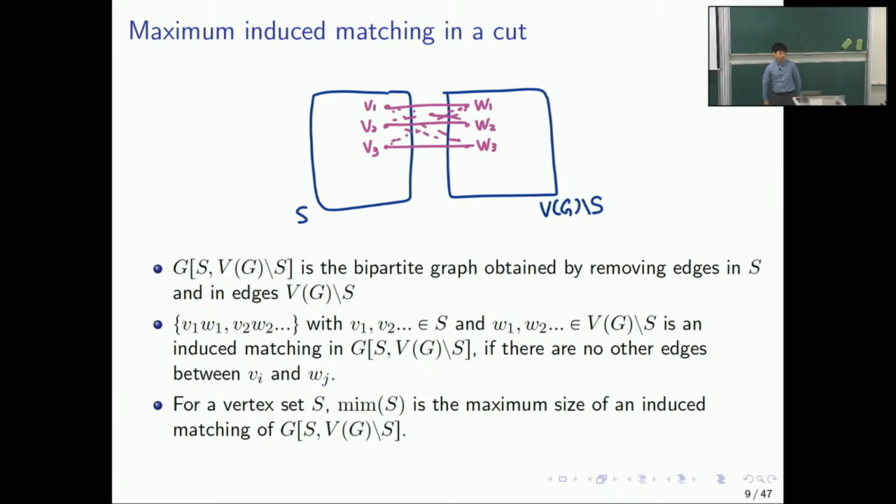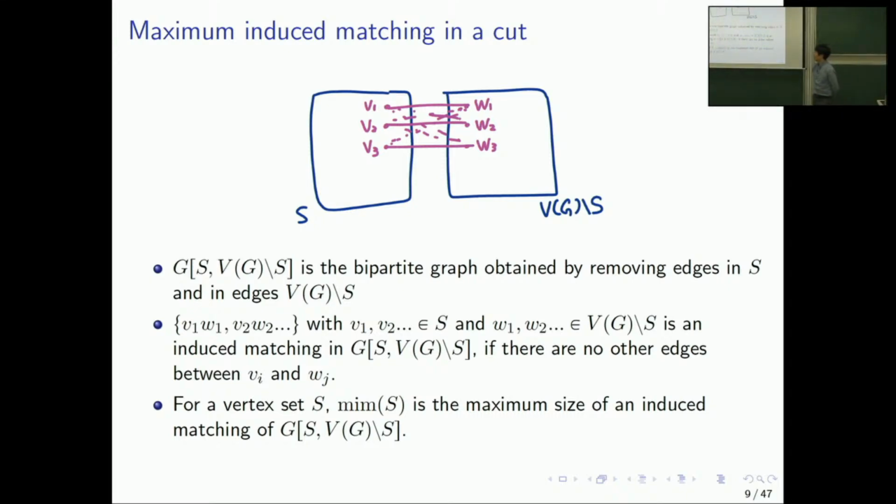Okay, now we want to go to the maximum induced matching. So it's a different type of complexity measure. You have some vertex set S and the rest. What you do first is forget the edges in S and the edges in G minus S. This is denoted by G[S, the rest]. In this bipartite graph, the matching V1, W1, V2, W2, etc. is induced if there are no other edges between them, so there are no other Vi, Wj edges. The maximum size of such an induced matching is denoted by Mim of S. We will call this the Mim function of this vertex set.